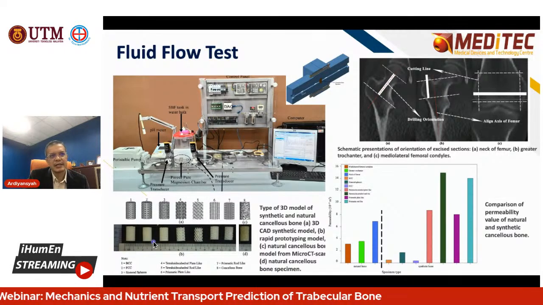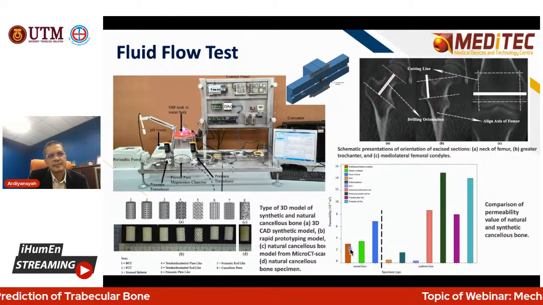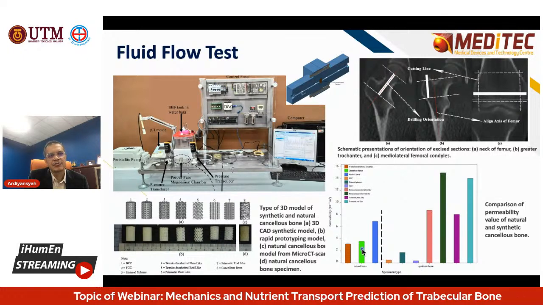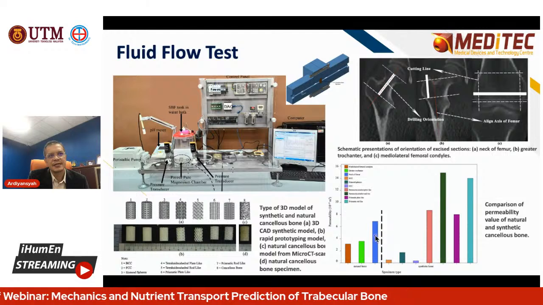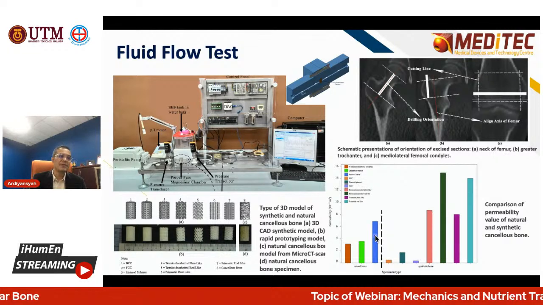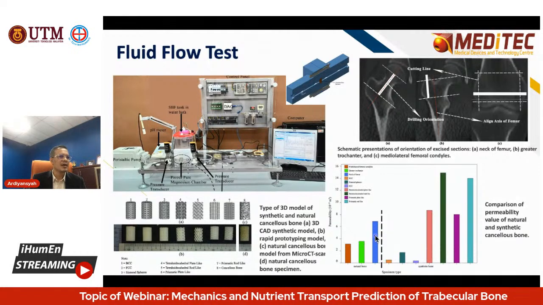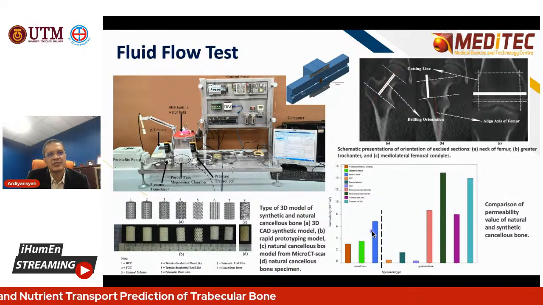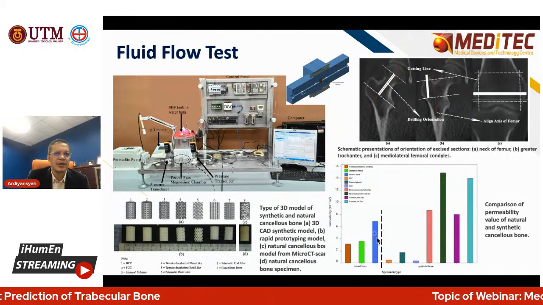Then you can study here. You can see, let's say, this is the permeability of the femoral condyle, here the trochanter, and here the neck of the femur. The neck of the femur has a high permeability, which means the porosity volume fraction is low, with a high surface area in the cancellous bone.